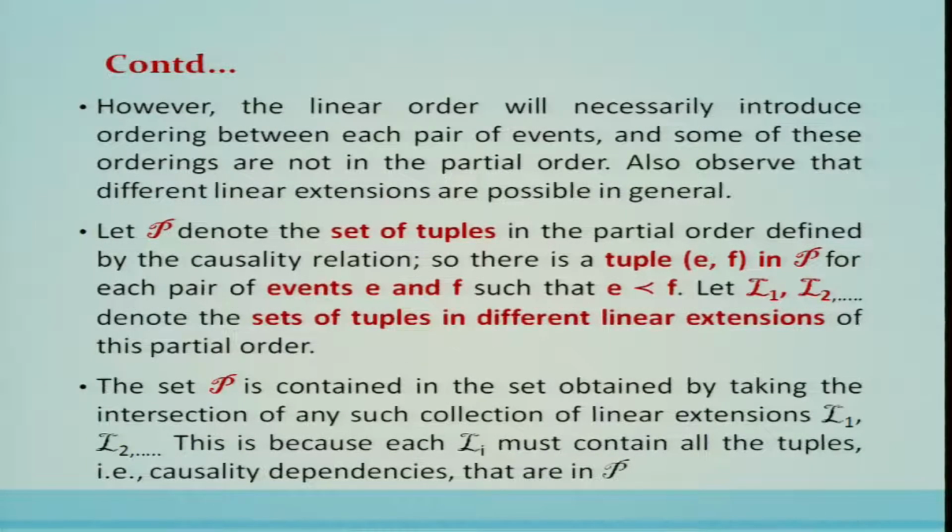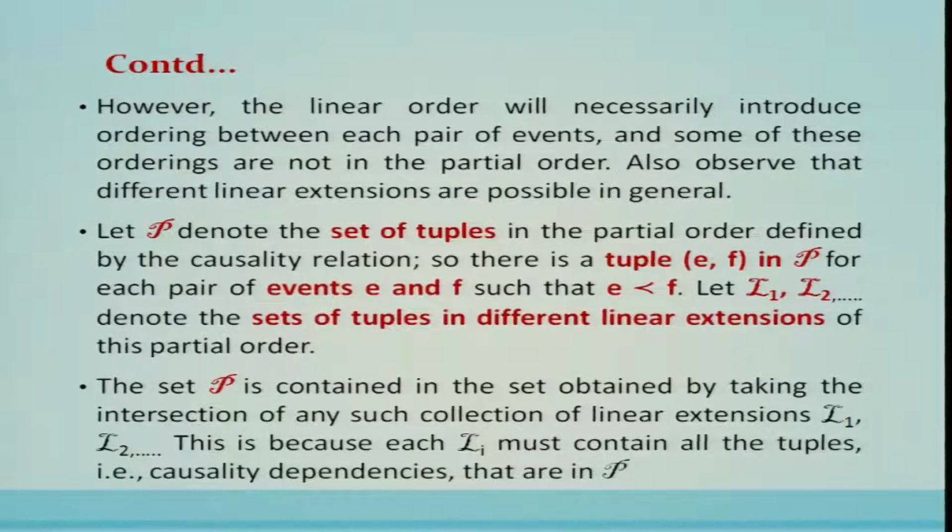So having given this particular definition of a linear order, we are now going to see that a linear order will necessarily introduce an ordering between pairs of events, and some of these orderings are not in the partial order. Also observe that different linear extensions are possible in general, and let capital P denote the set of tuples in a partial order defined by the causality relation.